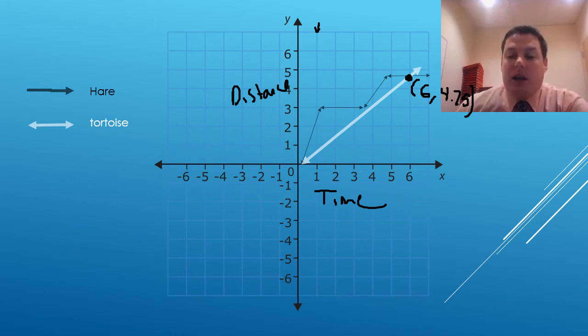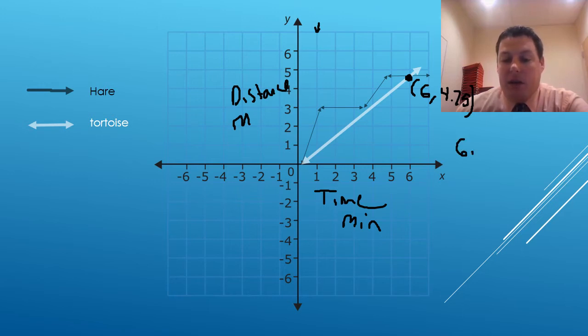So then what this tells us is that if this distance was in, we'll call it meters, and the time was in minutes, or something like that, then they would cross paths after they traveled 6 meters or after 4.75 minutes. So that's the point where they cross paths.